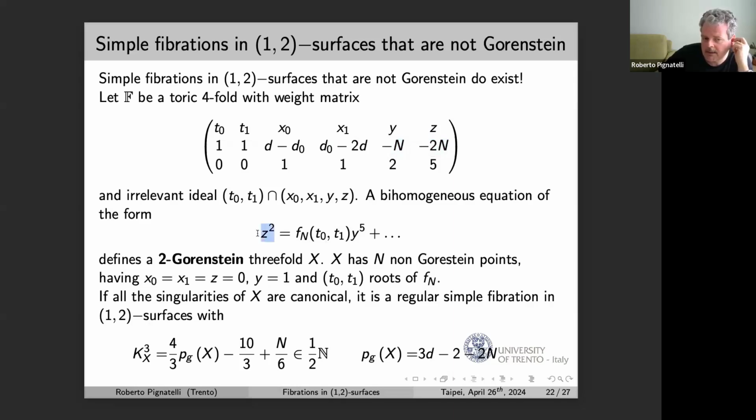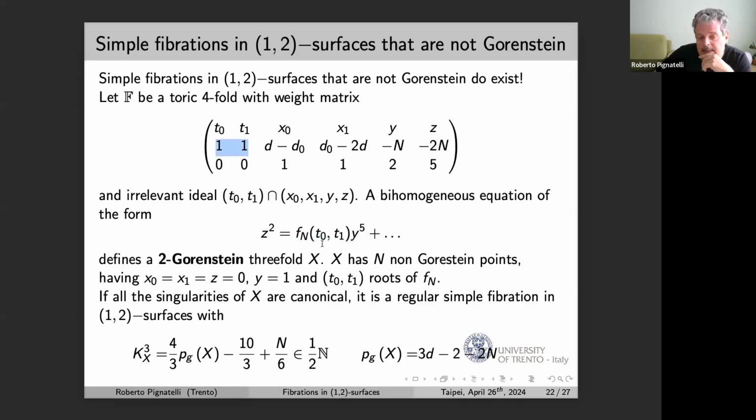So z squared has degree minus 10n, 10, and y to the 5th has degree minus 4n, 10. Sorry, I'm tired probably, but to get something homogeneous, I have to multiply y to the 5th by a polynomial of degree capital N.